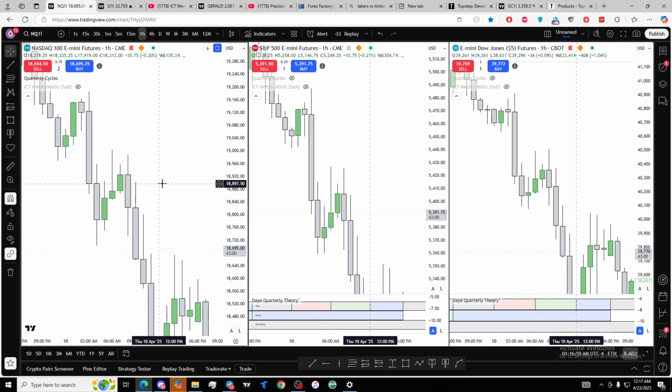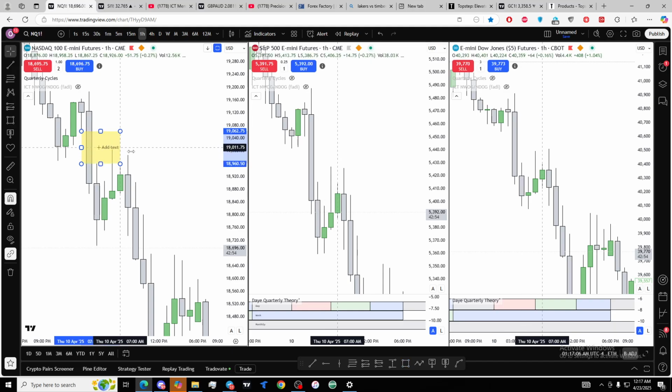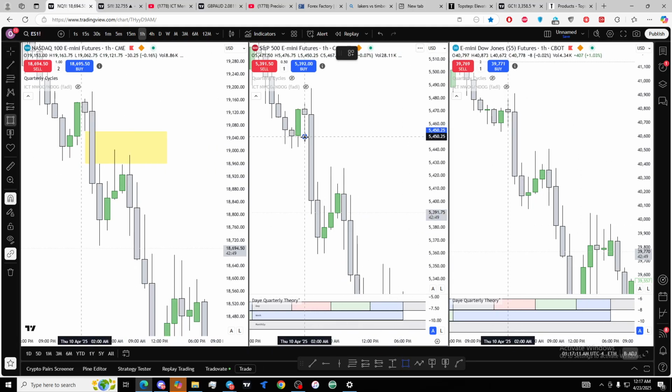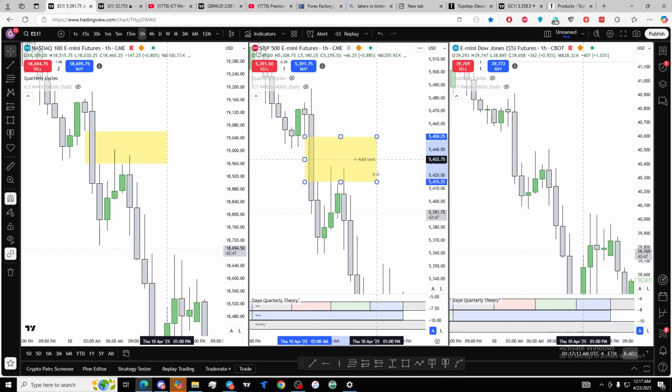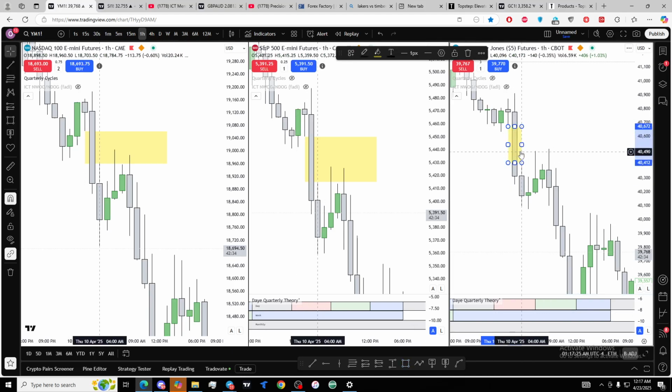Now the first thing you would do, we will look for fair value gap, and what we want to do is have all three assets. We have NASDAQ, we have ES, and we have US 30. Now what I'm gonna do is mark up gaps.